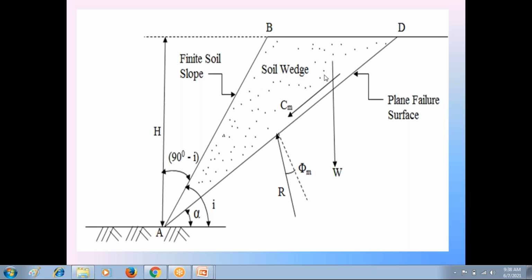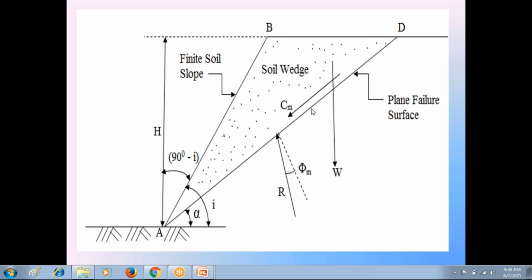Now this soil wedge is moving at the time of failure. It is moving tangential to surface AD only. The soil wedge is not moving in the perpendicular direction of surface AD. Since this soil wedge is not moving in the perpendicular direction from this surface AD, that is important, please.